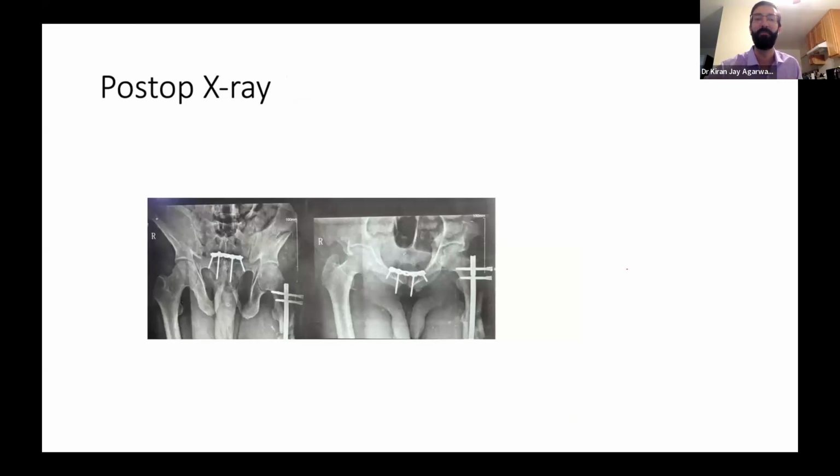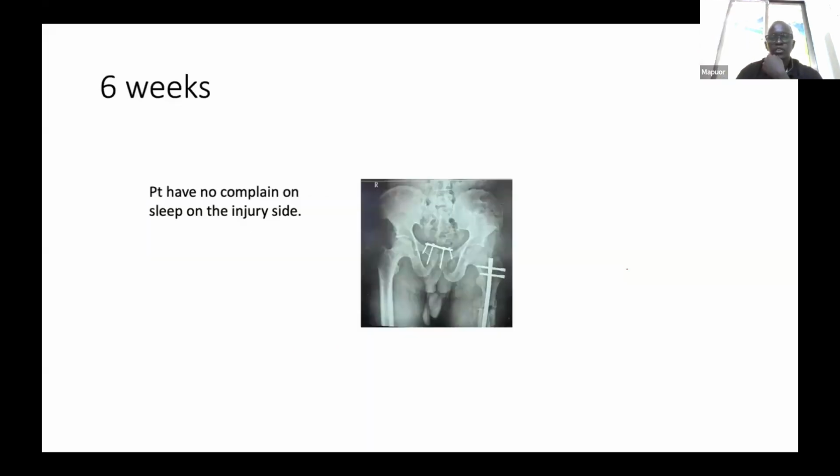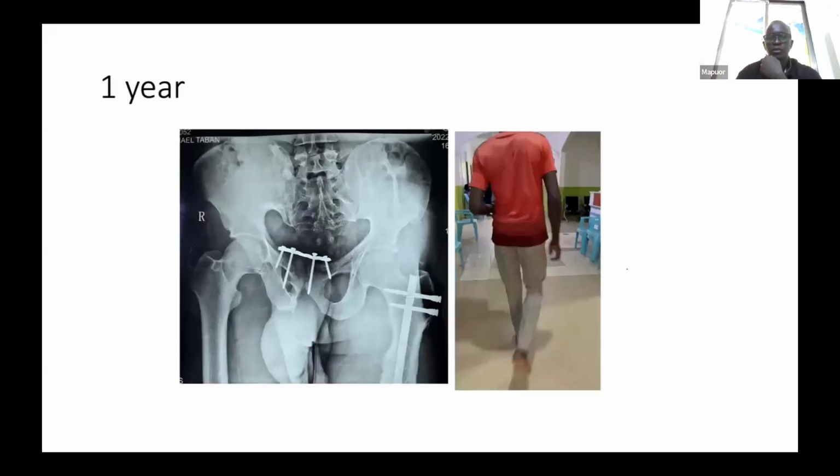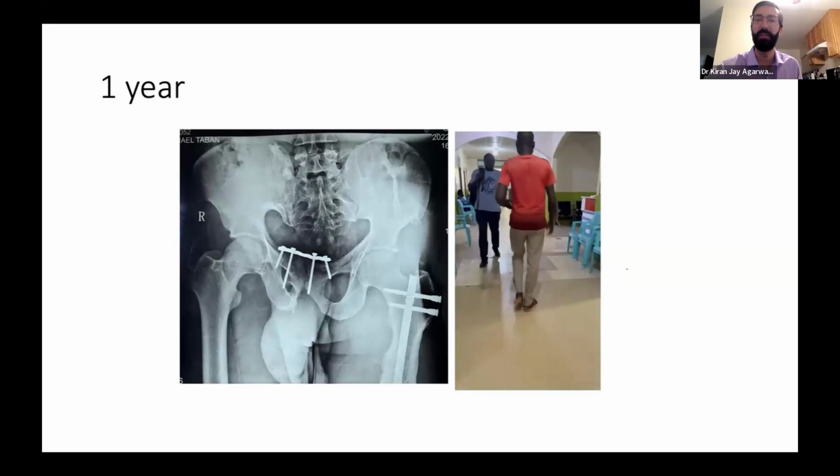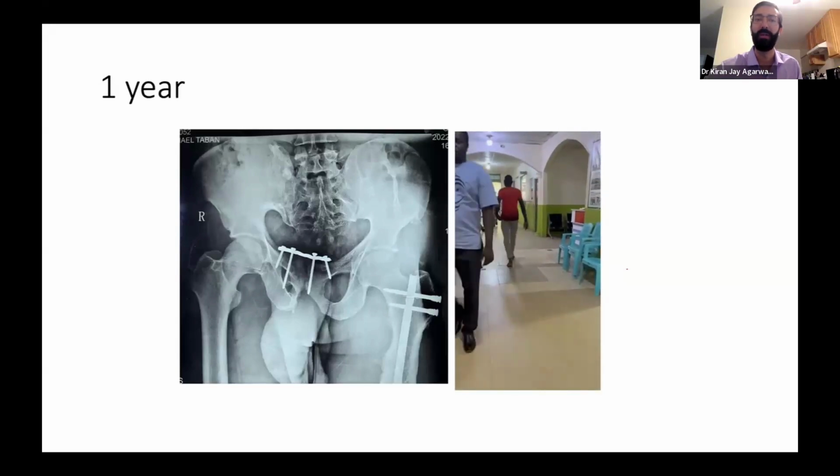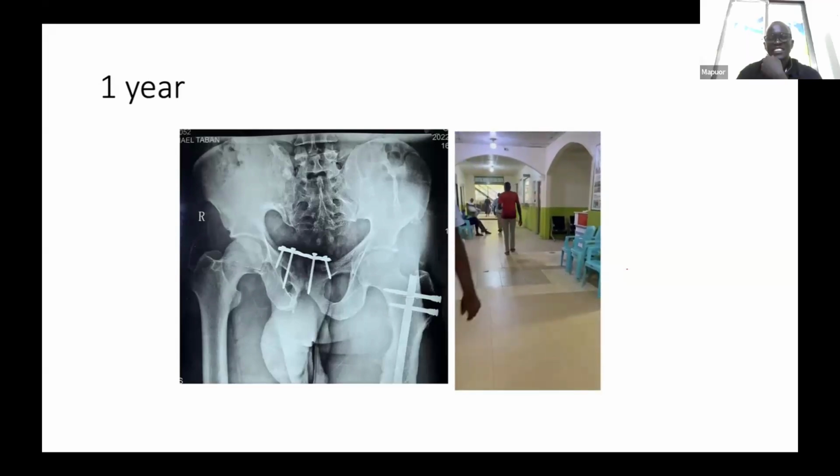So this is 6 weeks down the line. This is 1 year down the line, and I have a video here of the patient walking. From the back, he's walking comfortably with no problem. Yes, that's fantastic. Can we play that video? Wow, that's a remarkable outcome, actually. Really.